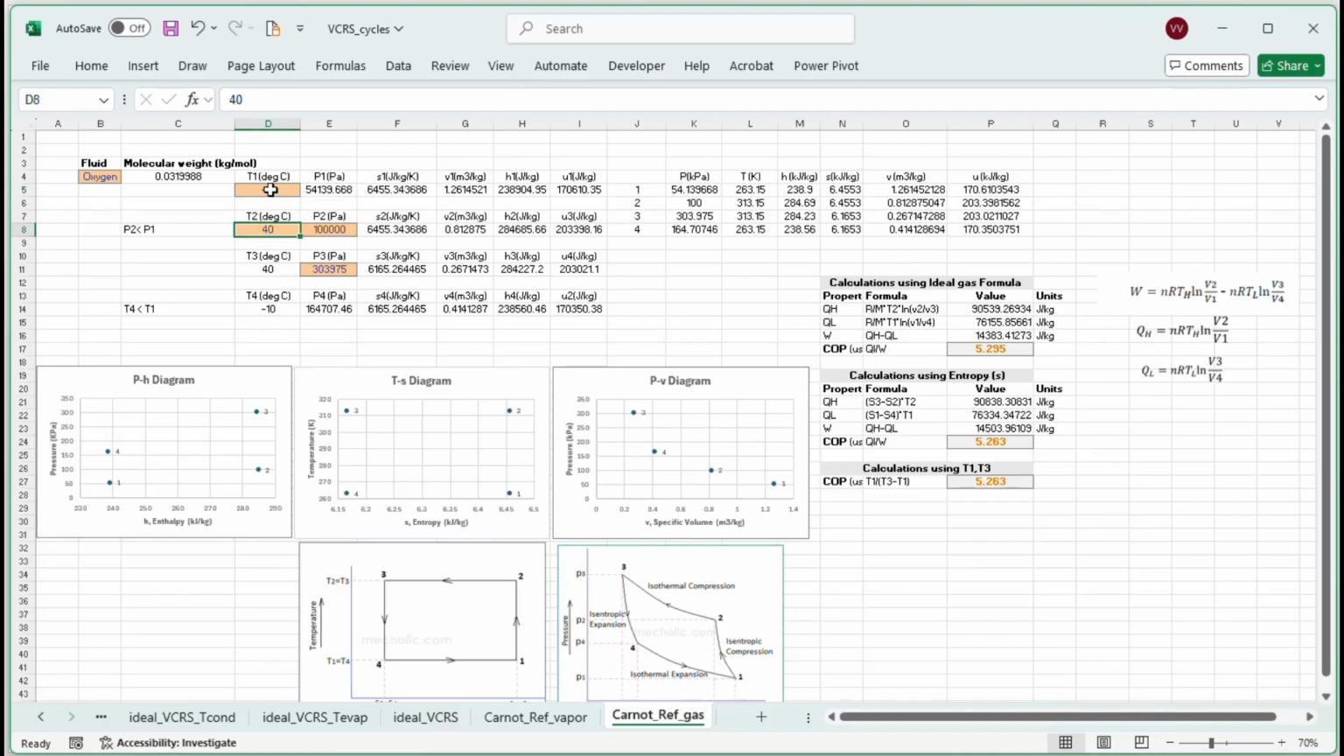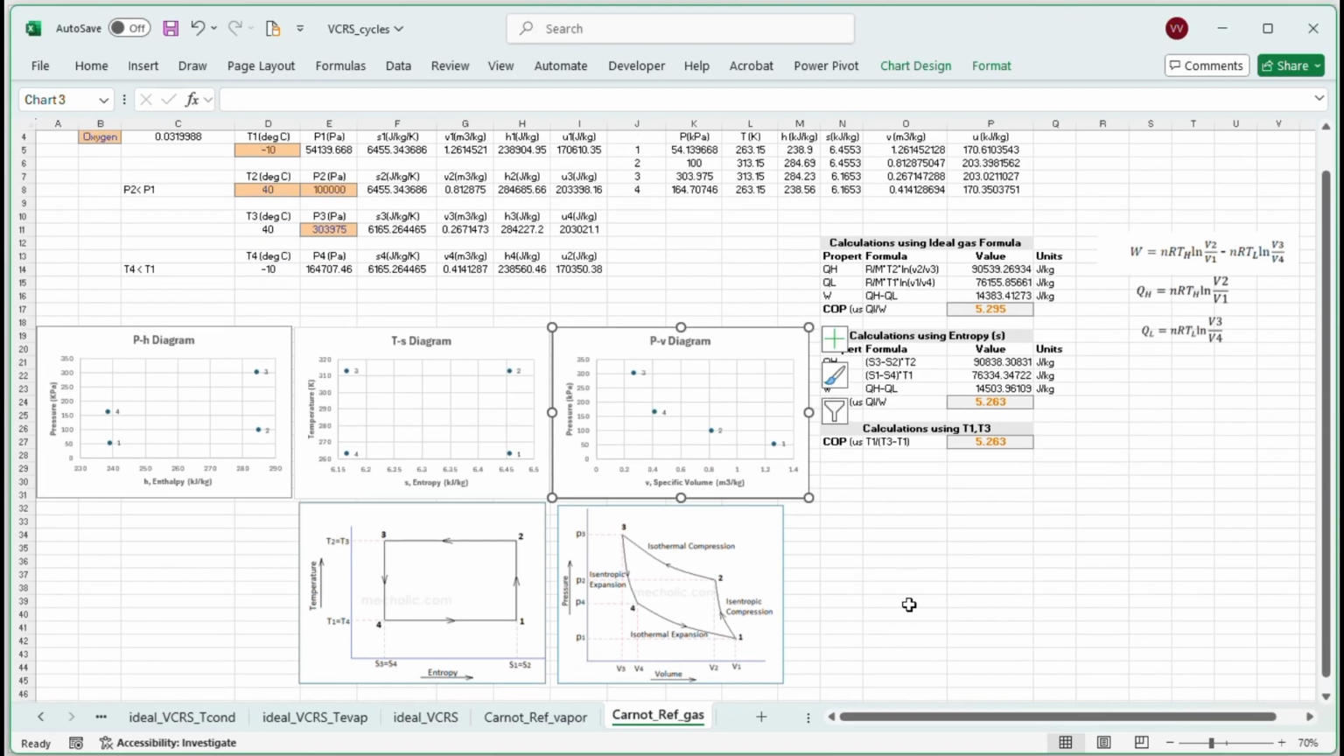Okay, so each state point 1, 2, and 3 and 4 are calculated for pH diagram, TS diagram, PV diagram here, and you can see, for example, the TS diagram looks exactly like the TS diagram we have below, and the PV diagram also looks very similar to the PV diagram below, right?